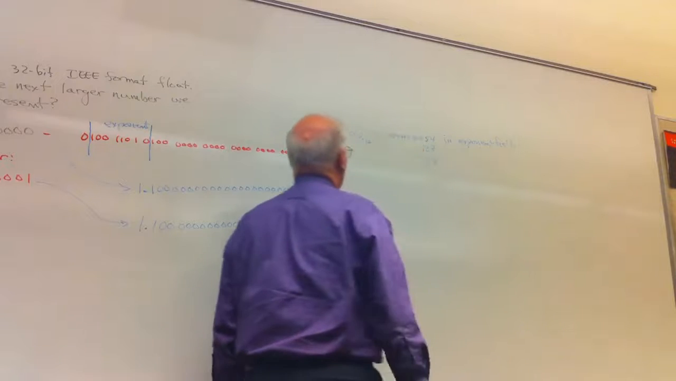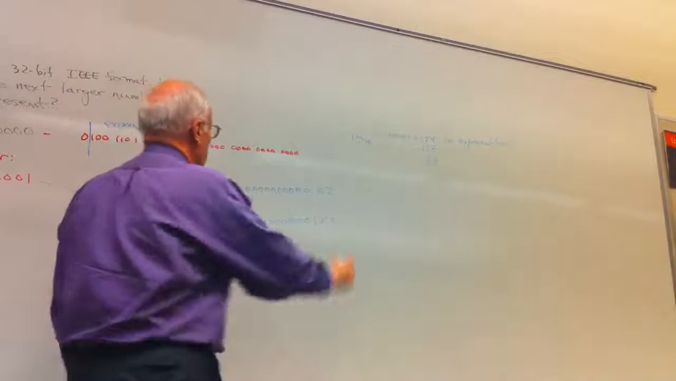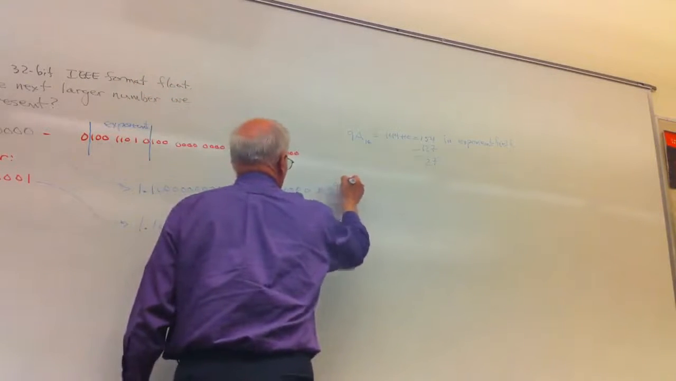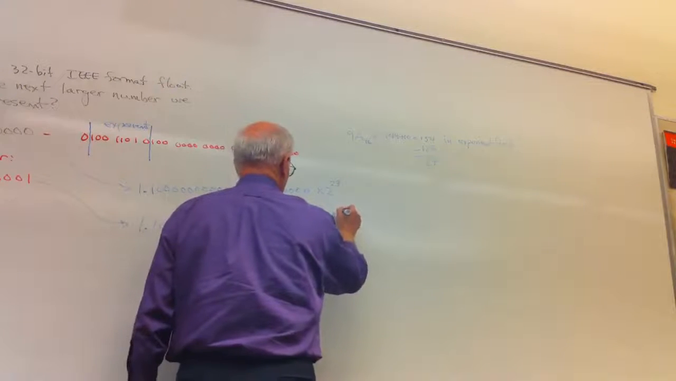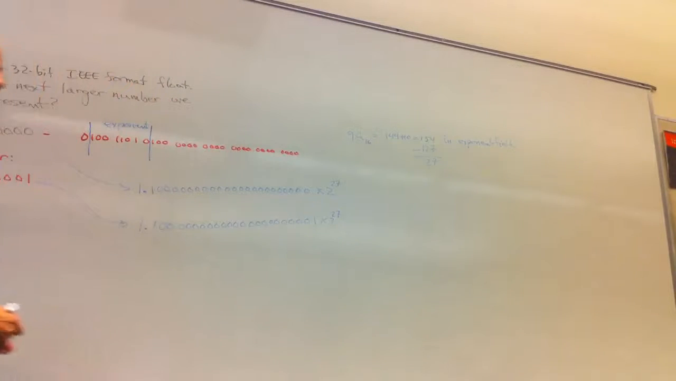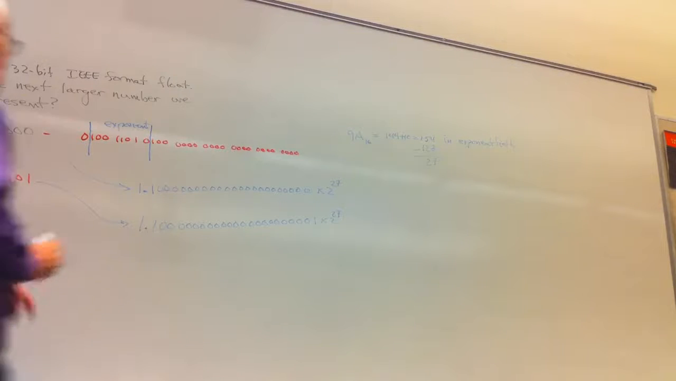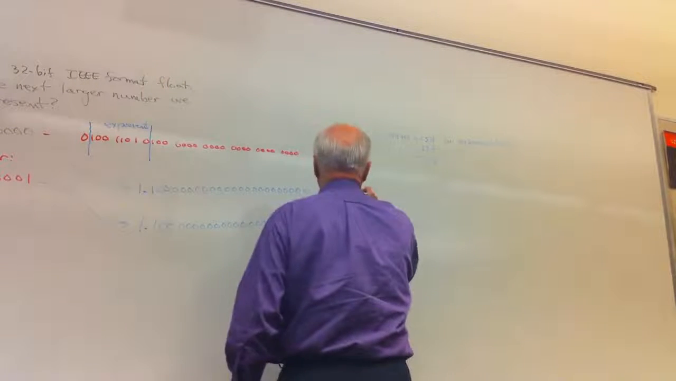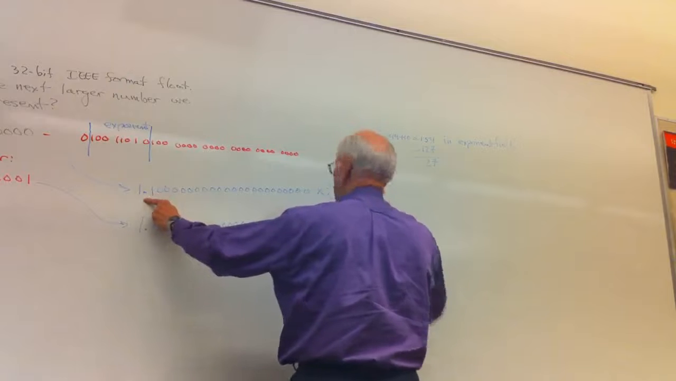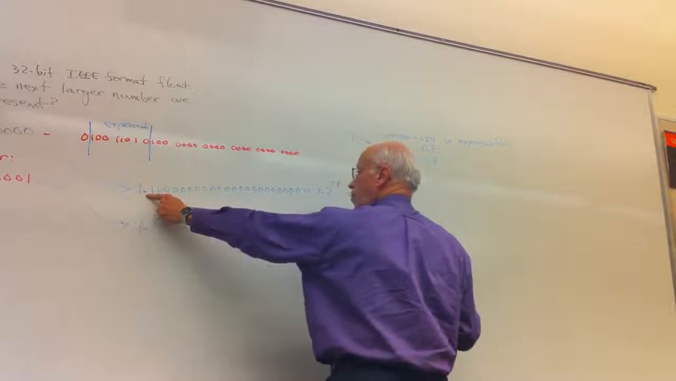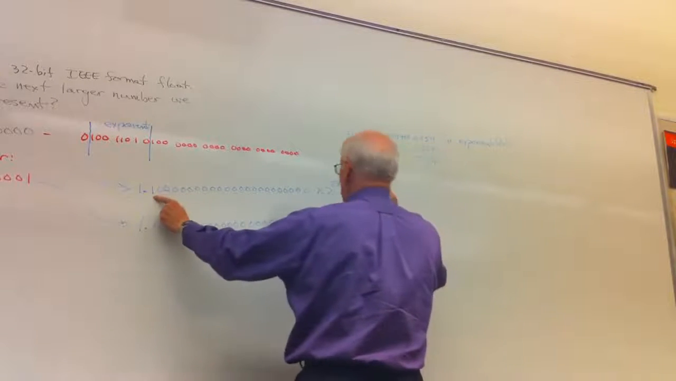Here's 2. Okay, so the actual exponent is 2 to the 27. In both cases, that hasn't changed. So let's see. What's my number? I've got to move that point 27 places to the right.